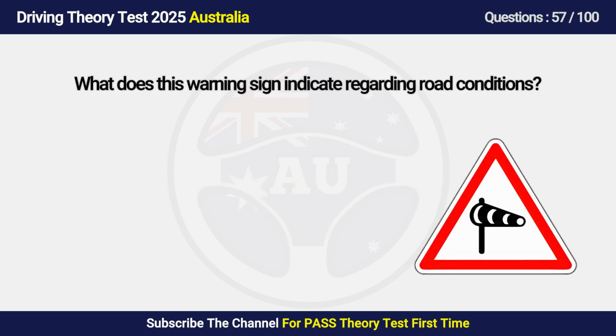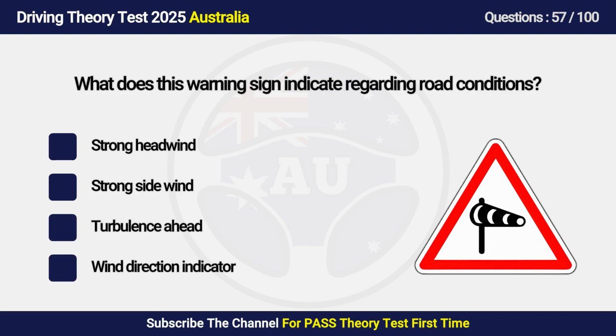Question 57. What does this warning sign indicate regarding road conditions? A. Strong headwind. B. Strong side wind. C. Turbulence ahead. D. Wind direction indicator.